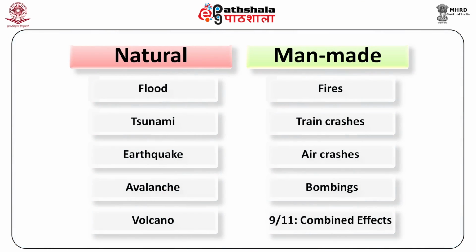When we talk about natural disasters, it includes floods like tsunami, earthquake, avalanche, volcano, especially lahars. The man-made disasters include the various fire incidents like the Uphaar tragedy, what we witnessed in Delhi itself, in Uphaar cinema way back in 1994. Train crashes, air crashes, bombings like 9/11, or the combined effects of what happened in the 9/11 in the US.